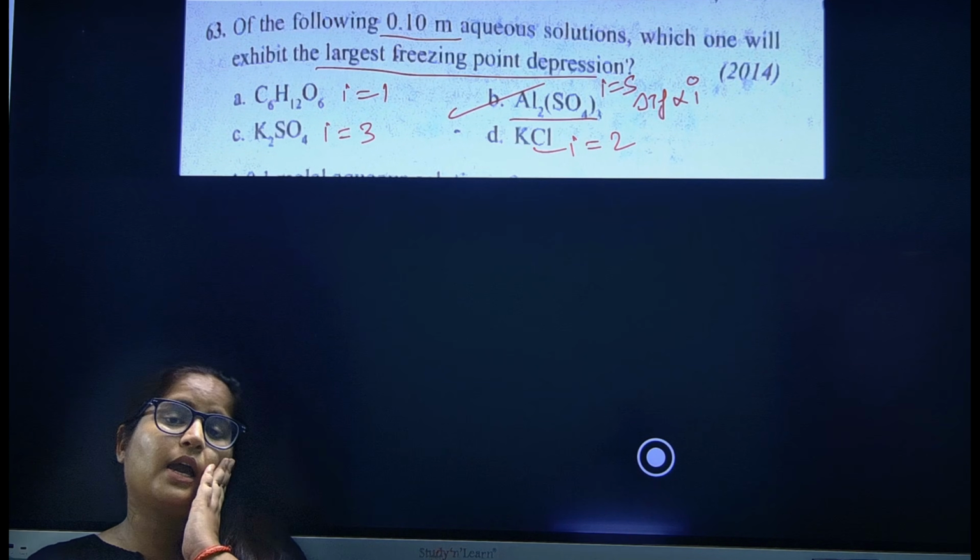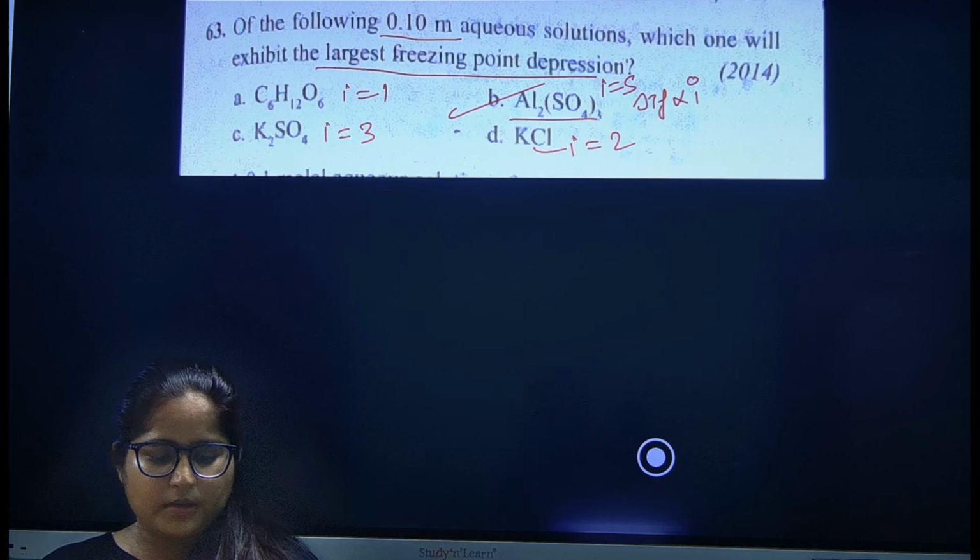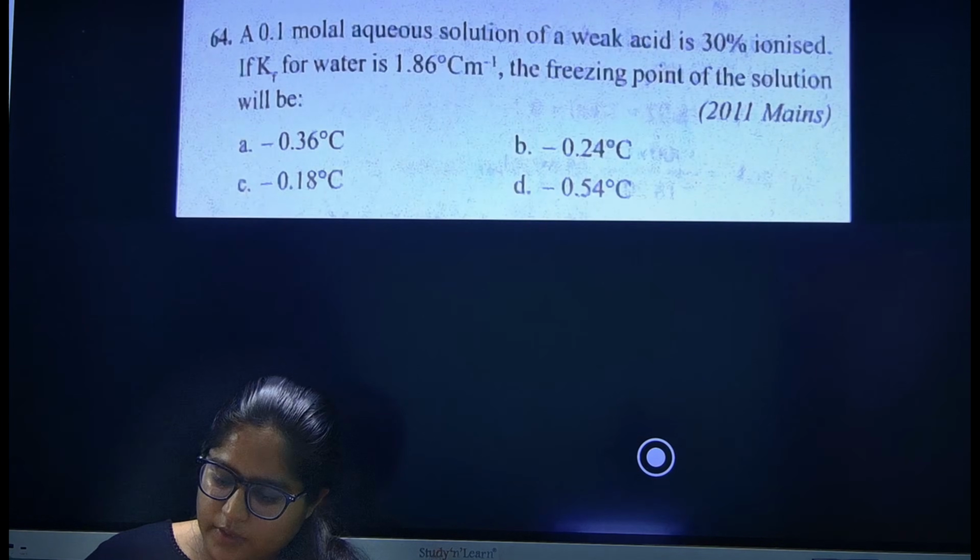How are we finding i? It is the number of ions, you break it up. This is for those who are new, those who don't know how to find the i value.